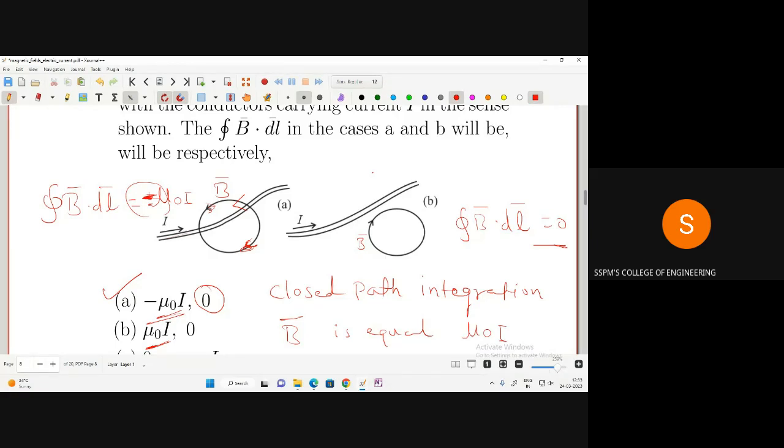The magnetic field produced around the current carrying wire is moving in a circular path, and the direction of that magnetic field is given by Fleming's right hand rule.